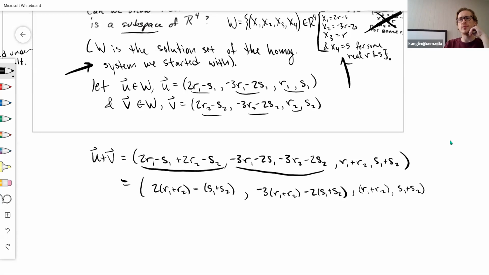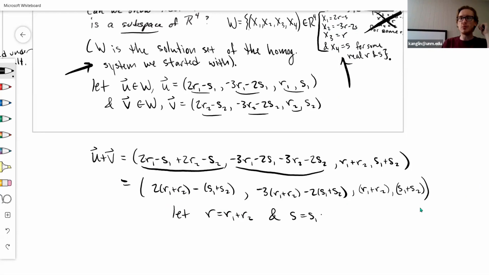S1 plus S2. And so the question is, when we added U and V, does the result come out to be of this form? x1 equals 2 times some number minus some other number. x2 equals negative 3 times that first number minus 2 times that second number. x3 is that first number and x4 is that second number. Is this of that form? Well, I claim it is. Let R equal R1 plus R2. If R1 and R2 are real numbers, add them together, and the result that I'm calling just R, that's still real.